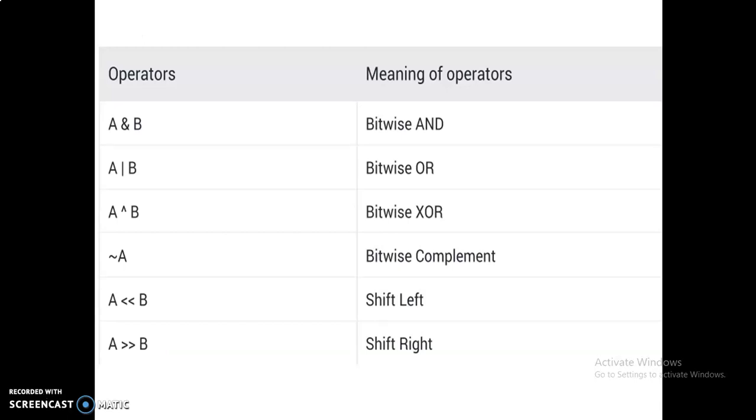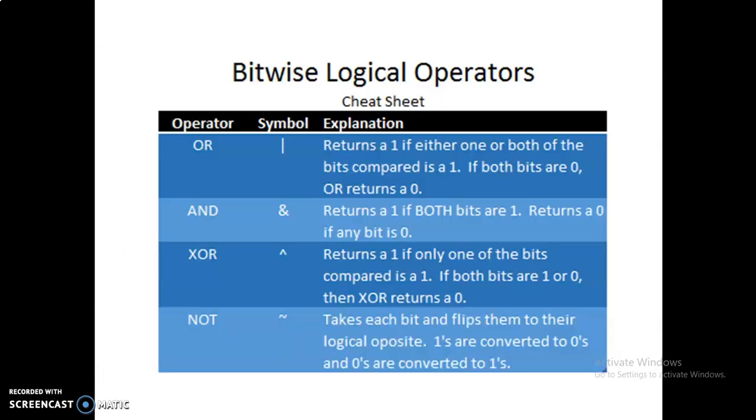These are the operators, and the meaning of the operators is given here. A and B. If you are using a bitwise operator, you use only one ampersand. If you use a logical operator, then you use the double ampersand symbol. So A and B means bitwise AND, bitwise OR, bitwise exclusive OR, bitwise complement, shift left and shift right.